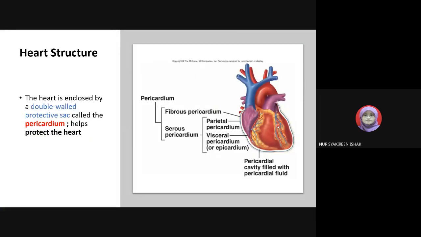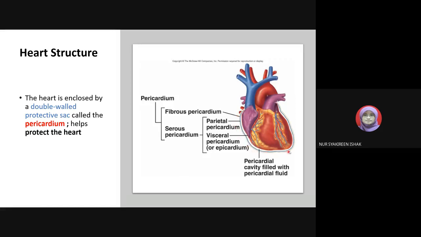So, heart structure. The heart is enclosed by a double-walled protective sac called the pericardium. So this is the pericardium. The function of it is to protect the heart. The pericardium has two main layers, the first being the fibrous pericardium.